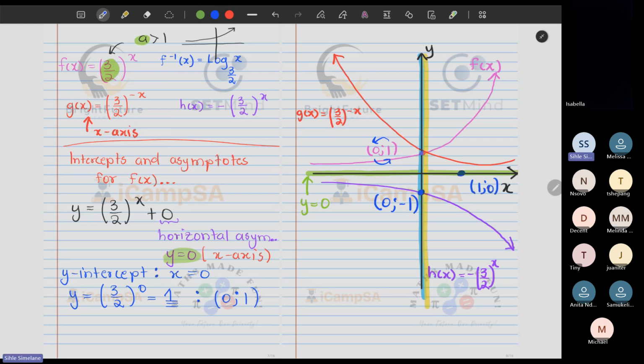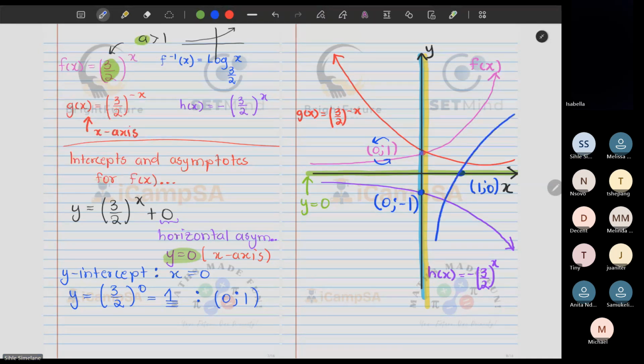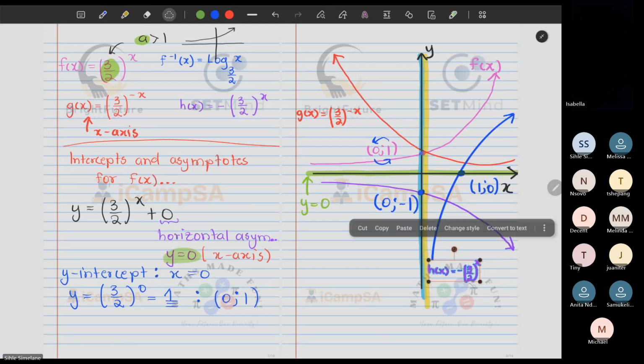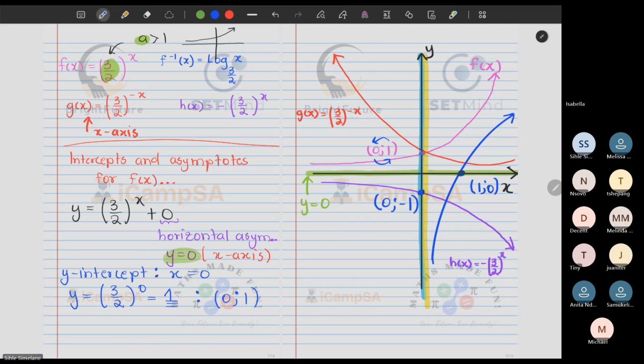So now, how should we draw our graph? We know that our graph should get closer towards the x-axis, but it's not supposed to touch it. So the graph for the inverse will look something like this. It will get closer and closer to the asymptote, but it can't touch the asymptote. And that blue graph there becomes our graph for the inverse. You guys understand? Question if you don't, thumbs up if you do. So this here becomes our inverse, f inverse of x.